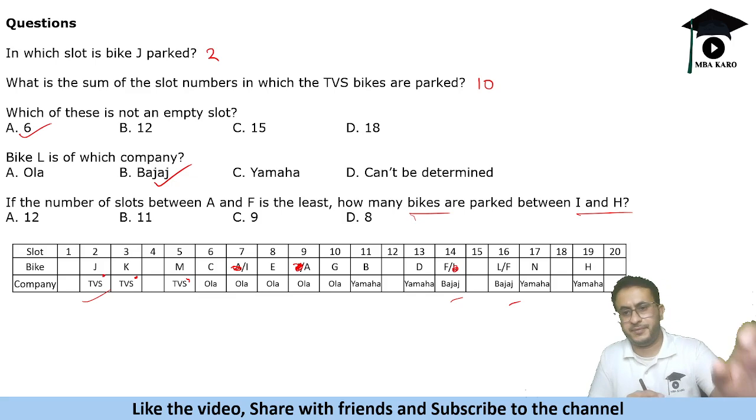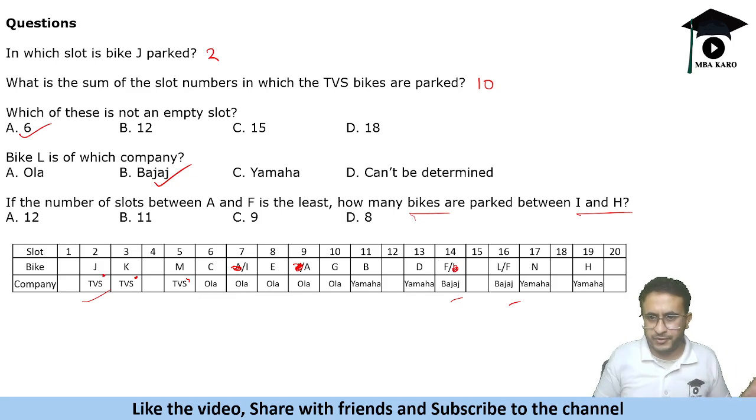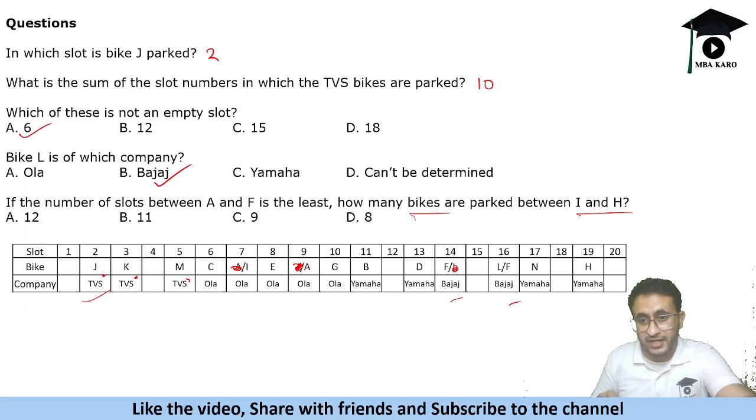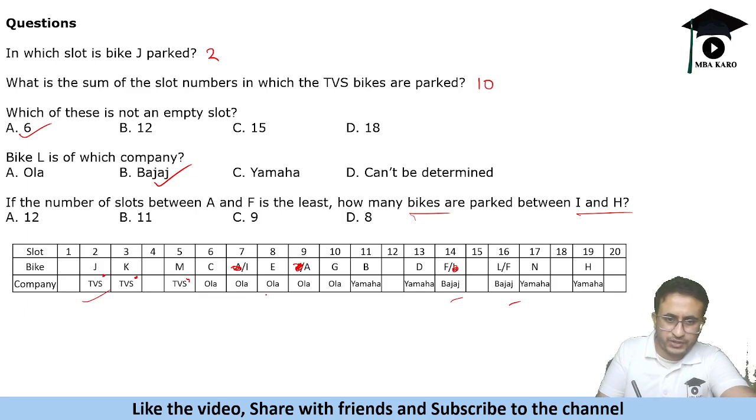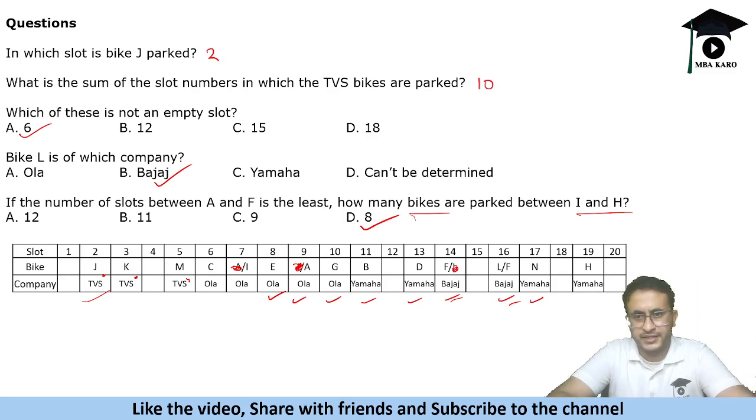See, one mistake that people can make here is to count the number of slots. No, it is not asking how many parking slots. It is asking how many bikes there are. So count the bikes: 1, 2, 3, 4, 5, 6, 7 and 8. So there are 8 such bikes between I and H. You do not have to count the number of slots. You have to count the number of bikes.